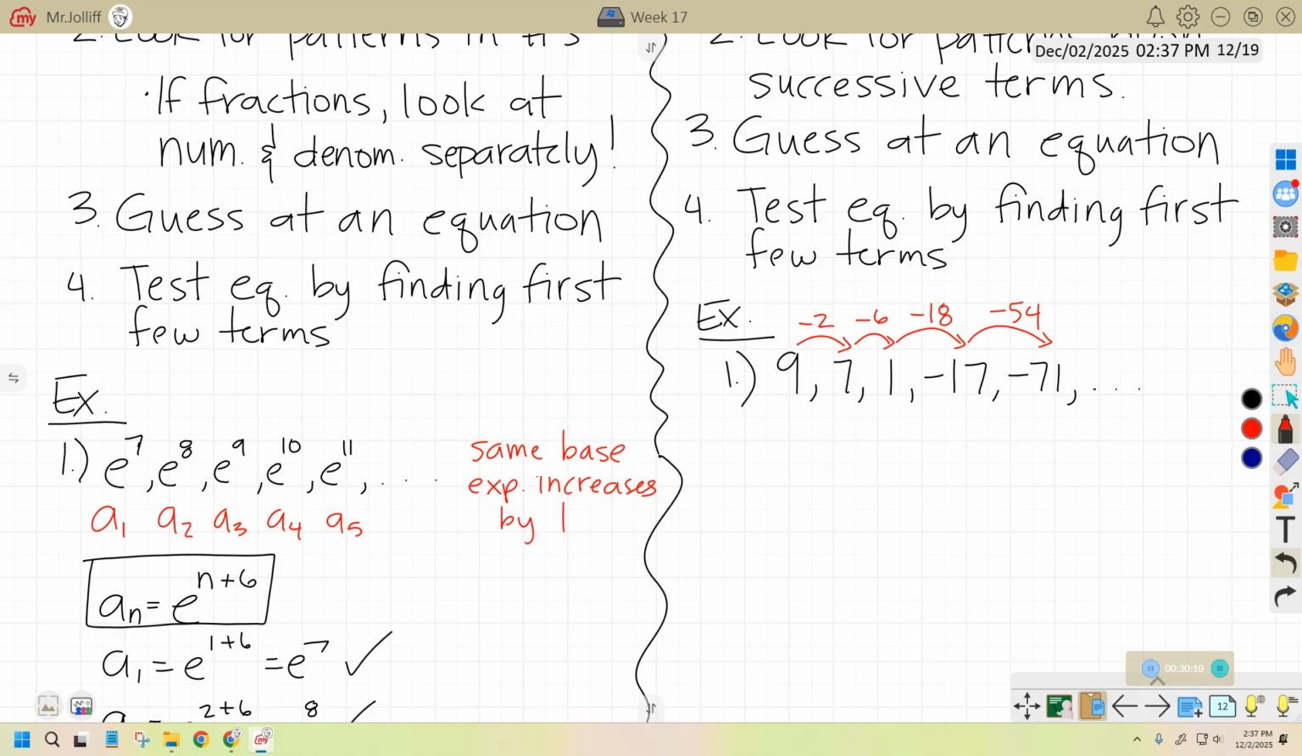Not a pattern there. Those gaps aren't constant. There is a pattern in the gaps. What am I doing to get from -2 to -6? What about 6 to 18? Yeah, I think that's a more consistent pattern. 3 times 2 is 6. 3 times 6 is 18. 3 times 18 is 54. So I think that these gaps are being multiplied by 3.